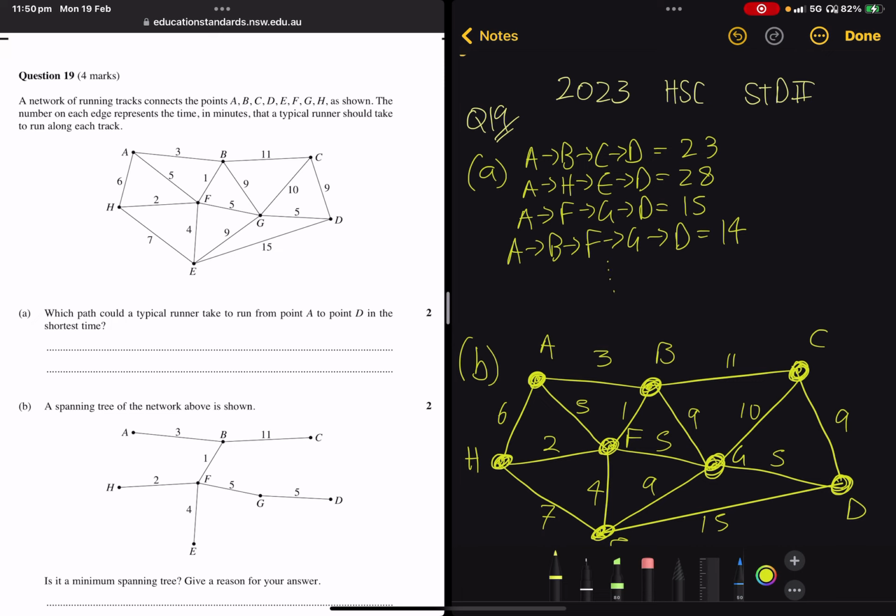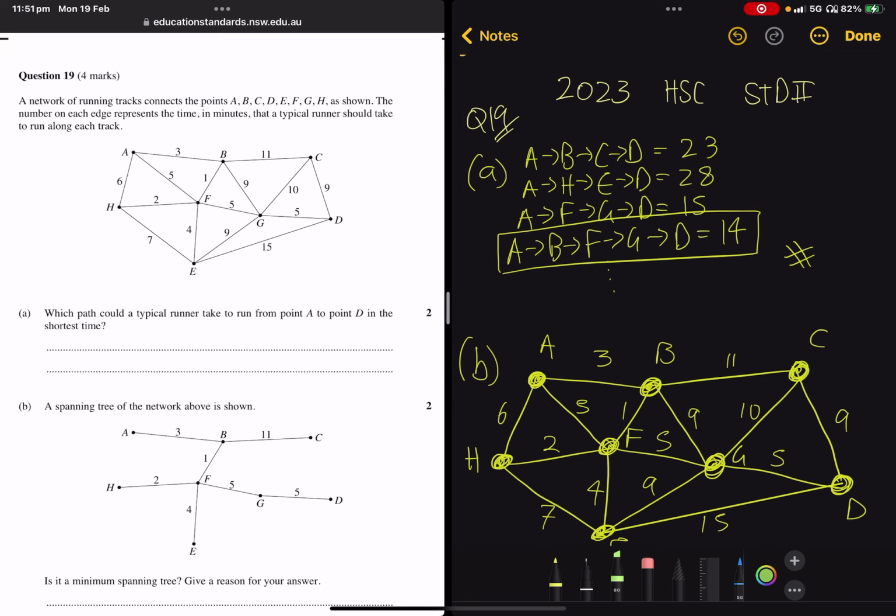And you can sort of keep checking paths in this way. You can find paths that are short, then see if you can shorten them by changing them. This can be done manually in this type of question. It doesn't take you too long to find what the shortest is. And in fact, the shortest is A, B, F, G, D, and its length is 14. So this is the answer here.